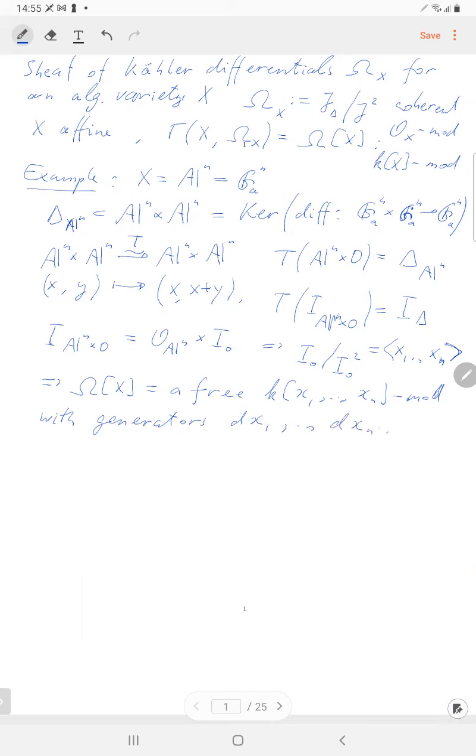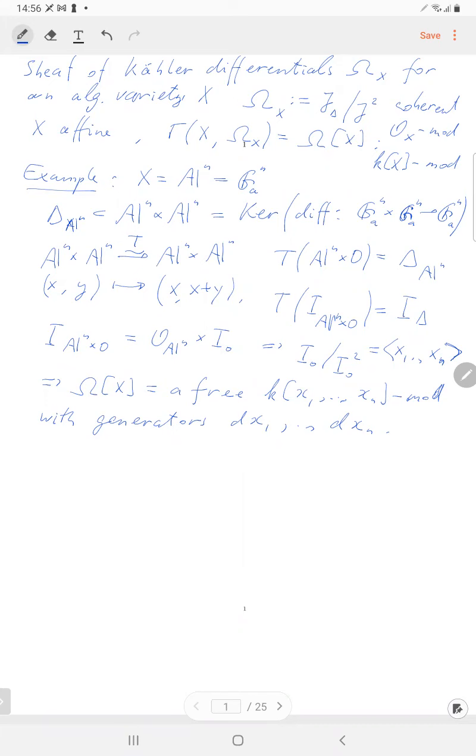Okay. How does T participate in this last statement? Well, this T is only needed to compute explicitly the diagonal, the ideal of functions vanishing on the diagonal. Yeah, it's the image under T of the product of all functions and the functions vanishing at the origin of the second copy, right?